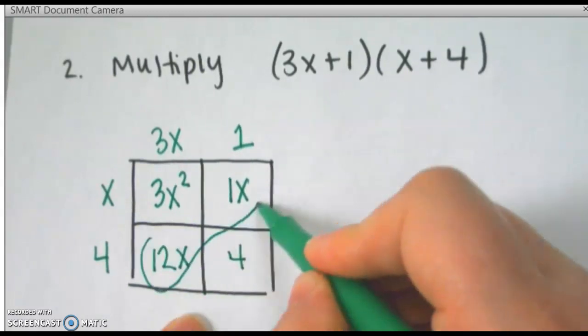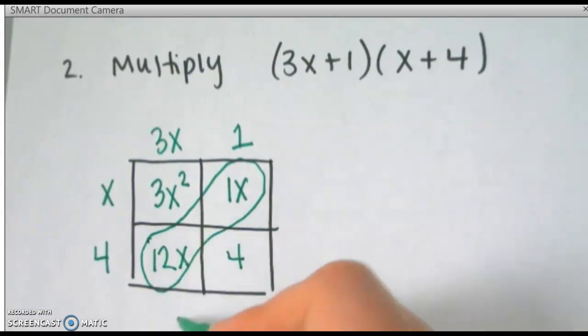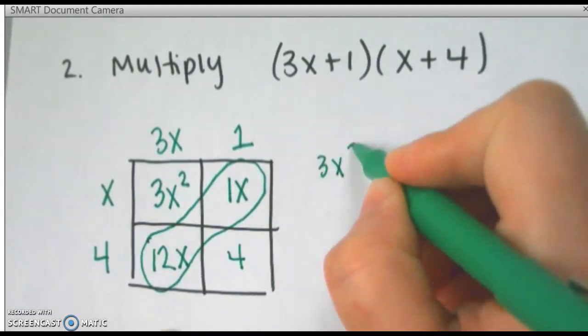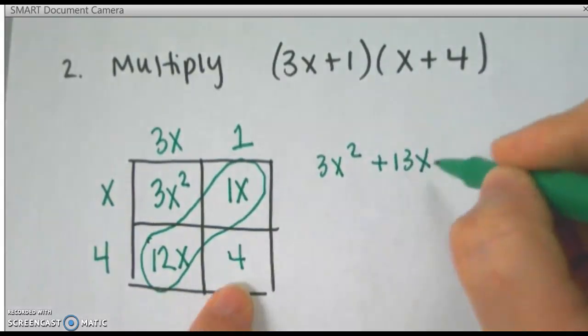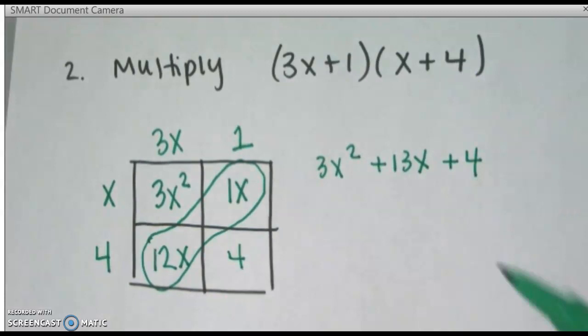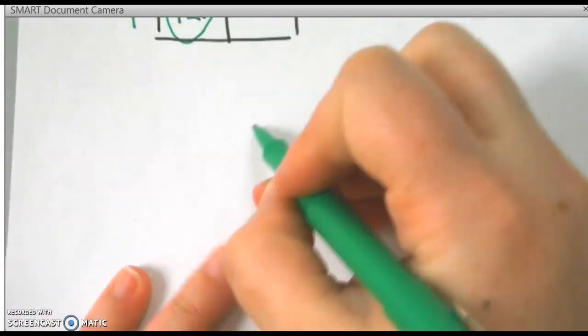I'm still going to combine those. So I have 3x squared. Those combine to 13x plus 4. All right, so I'm just going to put a few little examples down here.